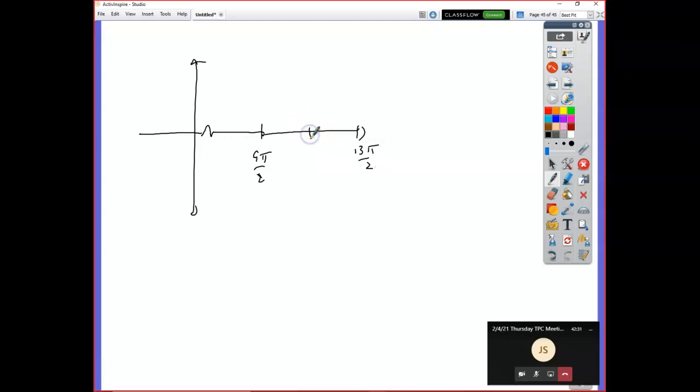What's halfway between the two? Halfway between 9 and 13? Oh, 11. 11 pi over 2. What's halfway between 9 pi over 2 and 11 pi over 2? 9 and 11, 10 pi over 2, which is 5 pi, right? Yeah.